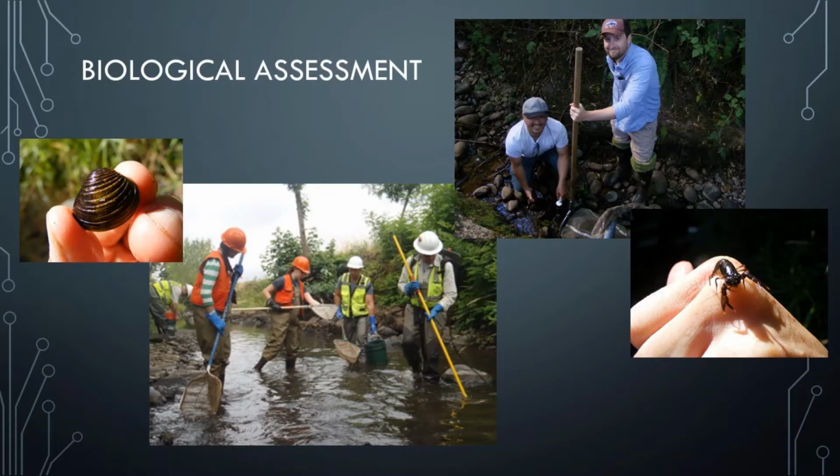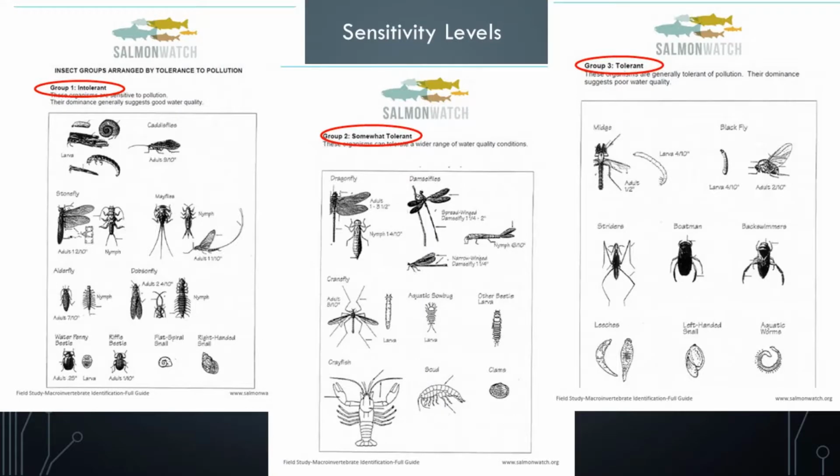Macroinvertebrates are used in what is known as a biological assessment. Biological assessments use the characteristics of living communities, such as fish, invertebrates, amphibians, or plants, to provide data about the health of a particular body of water. Basically, just by measuring the number of macroinvertebrates living in a body of water can indicate how healthy that body of water is. This is because these types of organisms are sensitive to pollution.